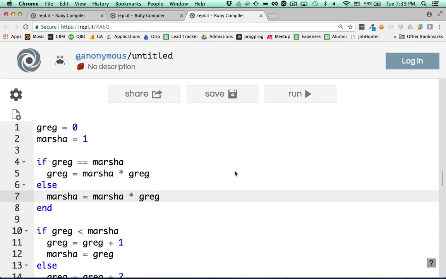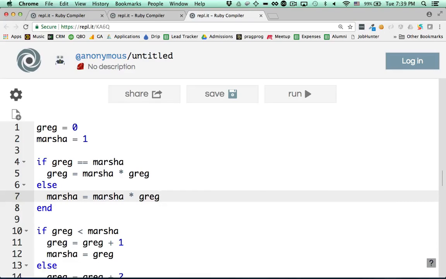So let's look at this example. And once again, you'll help me out. So we start out with Greg being 0, Marcia being 1. Okay. We come to line 4. If Greg is equal to Marcia. Is Greg equal to Marcia? No. So does line 5 get run? Okay, good. Does line 6 get run? Does line 7 get run?